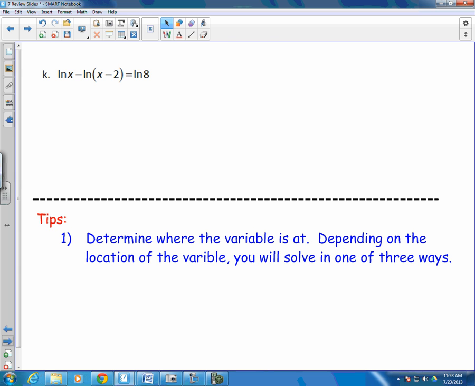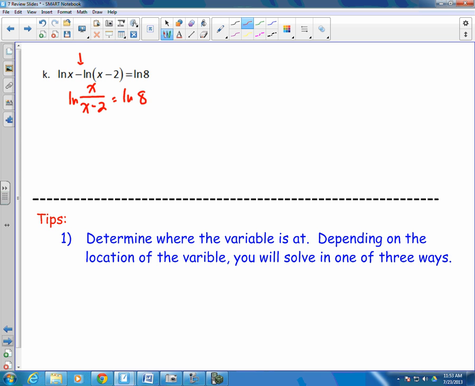You got 2 logs on one side. So here's where I want to condense, okay, and then solve. This one's a little bit more complex. When I condense, a minus between 2 ln's means I'm going to divide the 2 things inside the ln's to get it back into 1 ln. So it's going to be x divided by x minus 2 equals the ln of 8.